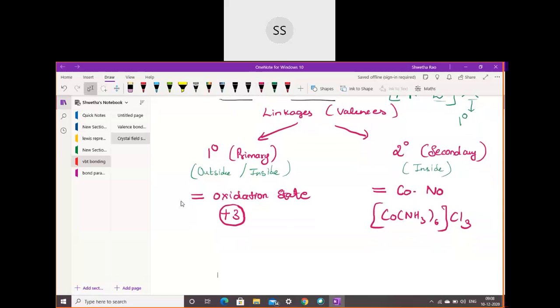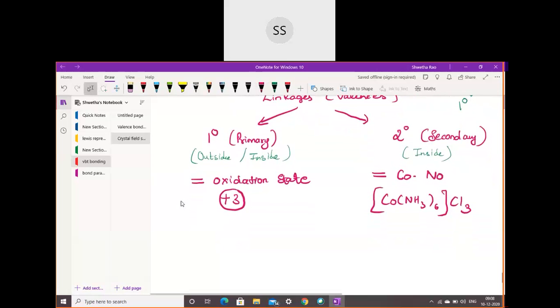And then, one more point I told you is that the secondary valencies are non-ionizable. Secondary valencies, they don't get ionized into the solution. So they are non-ionizable. It means this whole entity remains as the entity itself. They don't break down into the ions.